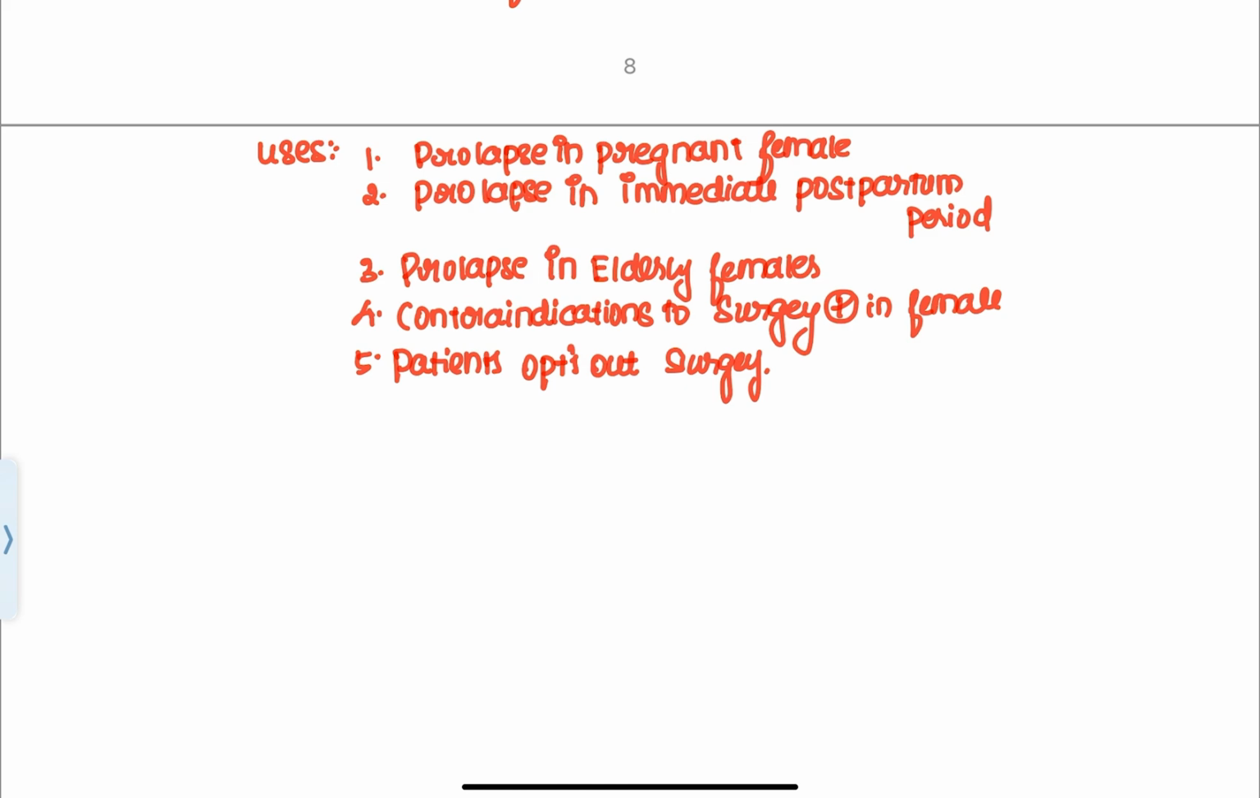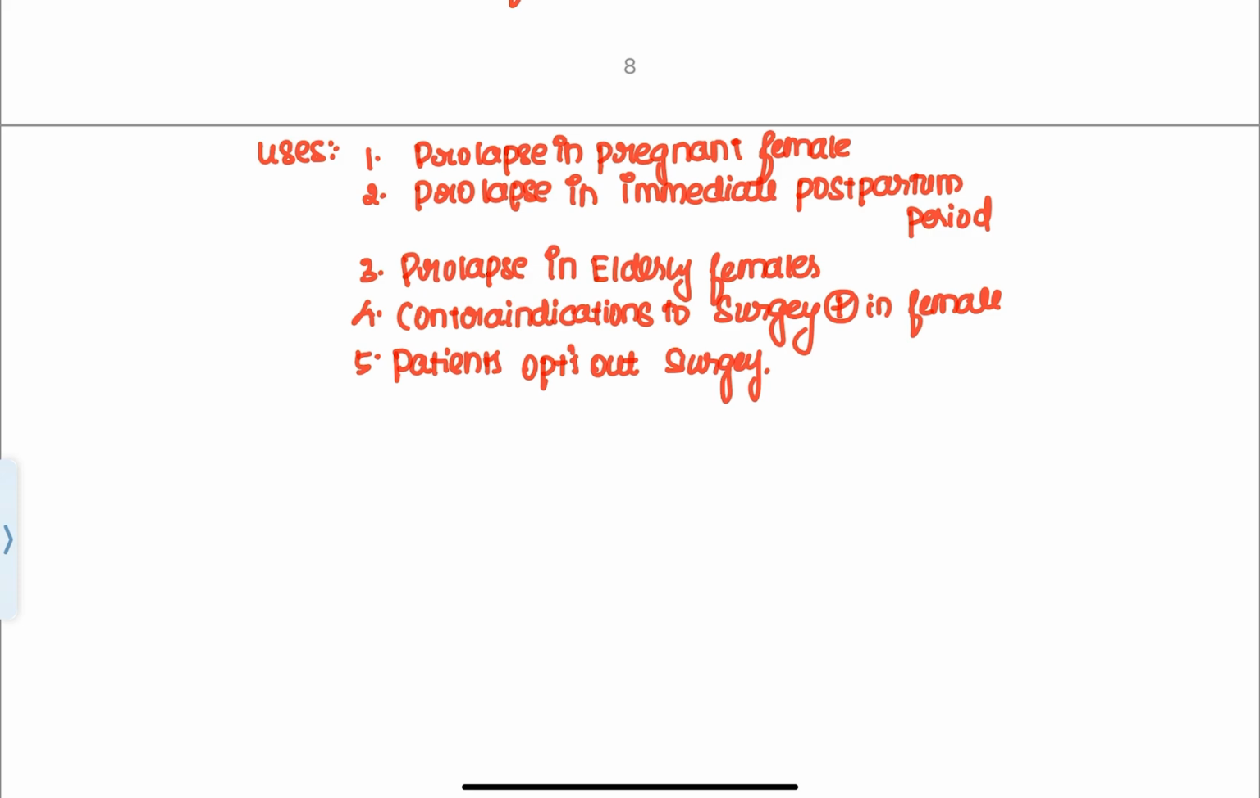So prolapse in a pregnant female, prolapse in the immediate postpartum period. In the postpartum period also, you cannot do any definitive procedures, right? So in the immediate postpartum period also, this pessary can be used. And prolapse in elderly females, such as more than 70 years of age, in elderly females, you can use this pessary. And in any patient with a history of contraindication to surgery, in that female also you cannot do any surgery.